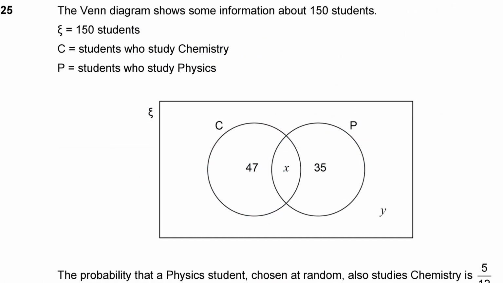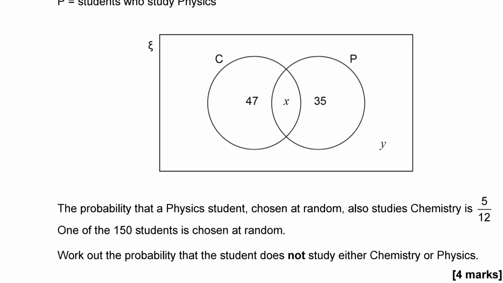Question 25. The Venn diagram shows some information about 150 students. So that little squiggly E stands for the universal set. That's the set of everything involved in this question, and it contains 150 students. C is the students who study chemistry, and P are the students who study physics. So you can see that we know how many students study physics only and chemistry only. We don't know yet how many study both or how many study none. So I suppose the question is going to be around that then, isn't it?